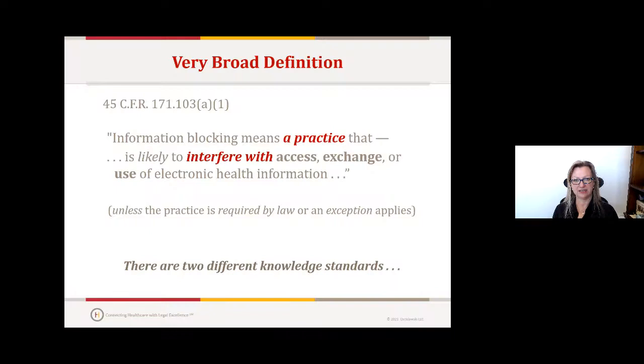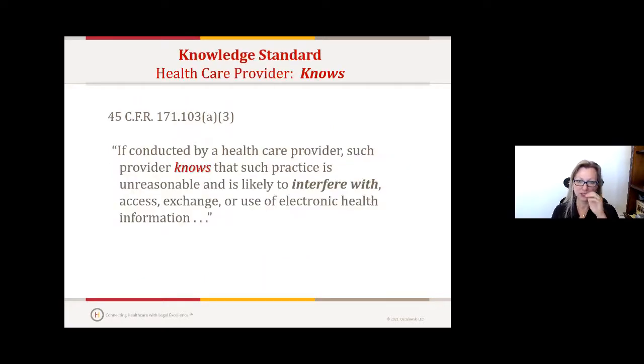Okay, so let's look at information blocking. The real takeaway here is that it is a very broad definition. So if you're trying to figure out whether something is or is not information blocking, you can basically start with the premise that it probably is. It is really any practice that is likely to interfere with the access, exchange, or use of electronic health information, unless that practice is required by law or fits within an exception, a rule that would allow you to engage in that practice.